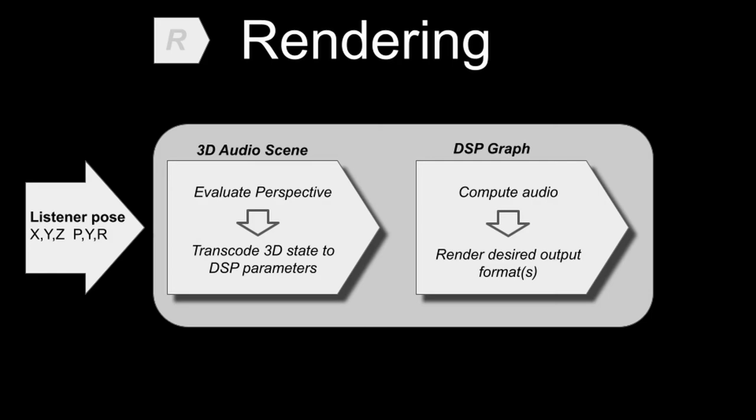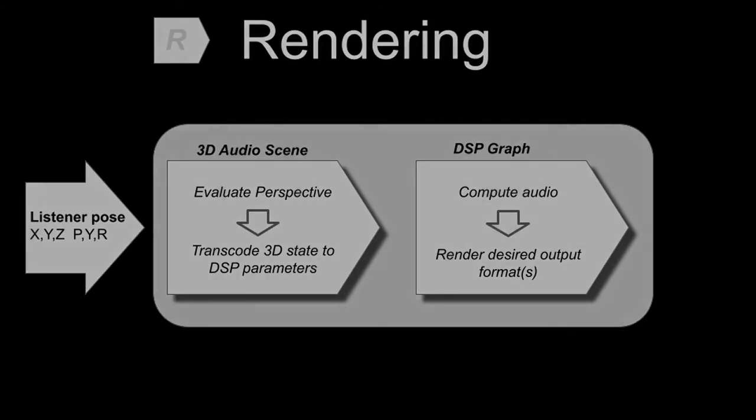Rendering is done in two stages. Changes to the geometric state are computed and then translated into corresponding DSP parameter changes. Our system renders output streams in standard and custom formats such as binaural, high-order ambisonics, Satisphere, 31-channel, VBAP, etc. The output can be split into separate near-field and far-field streams, as we do in the dual rendering example.